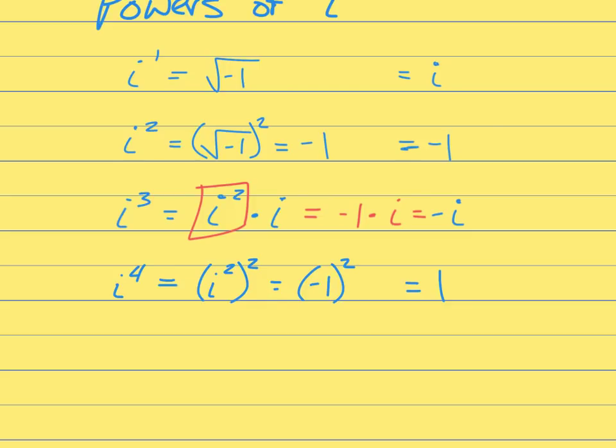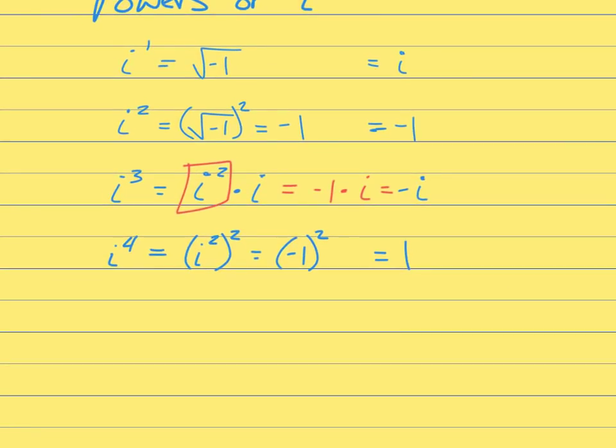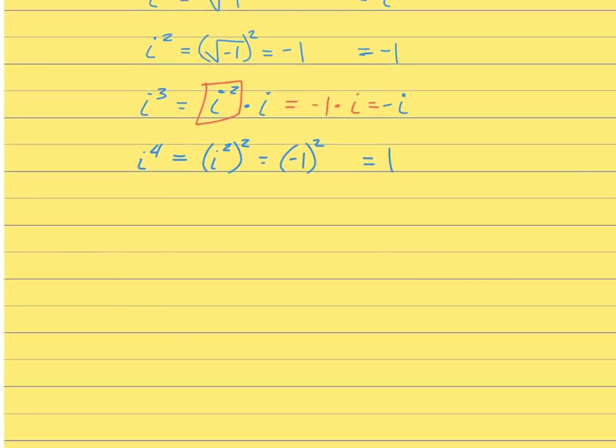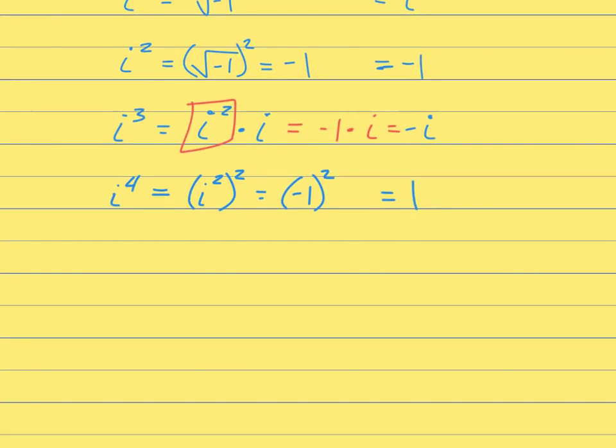So i to the first power is i. i squared is negative 1. i to the third power is negative i. i to the fourth power is 1. Let's continue that pattern on. Let's see if I got enough room down here. I think I do. So i to the fifth power.